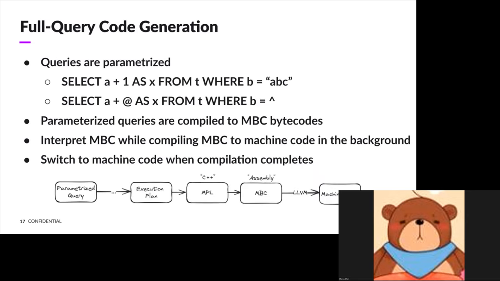Another optimization we do is full query code generation. It's beneficial for both OLAP and OLTP workloads. The first time a query is run, SingleStore will optimize and compile the query into machine code. When the same query is run in the future, we will directly run the machine code.